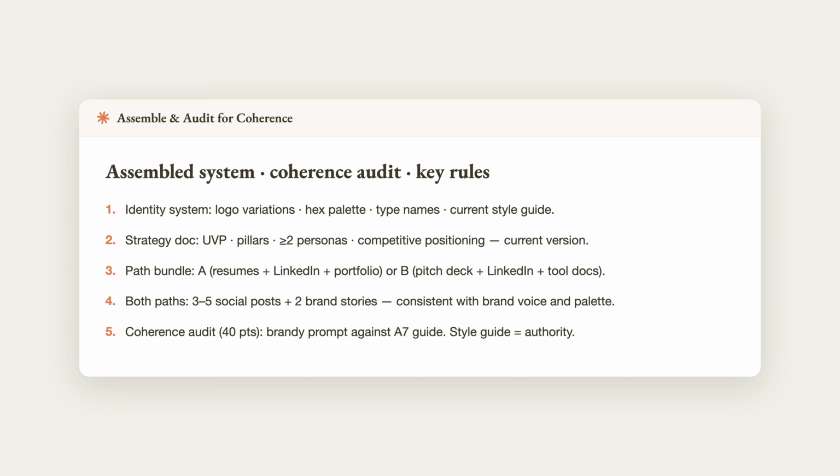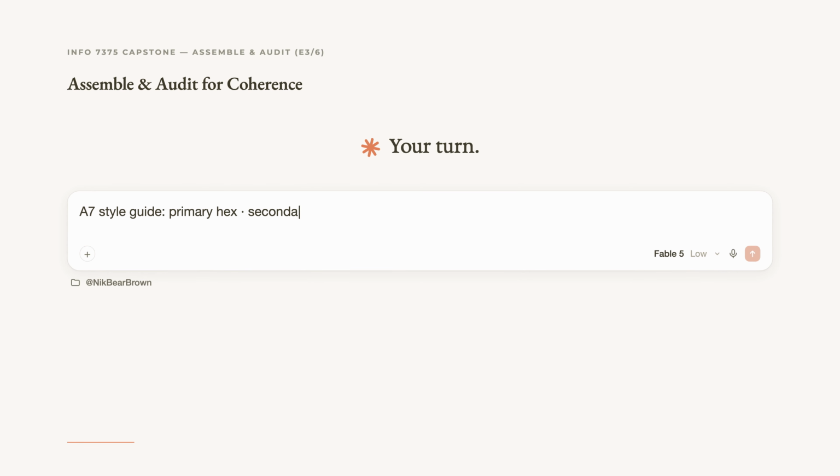The coherence audit is 40 points. Use the brandy prompt to flag every touch point against the style guide. The style guide is the authority. If a touch point disagrees, the touch point changes. Episode 4 is the presentation deck. Your turn, run the coherence audit before you build the deck.